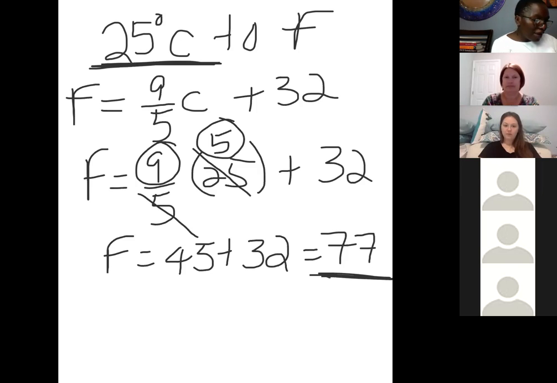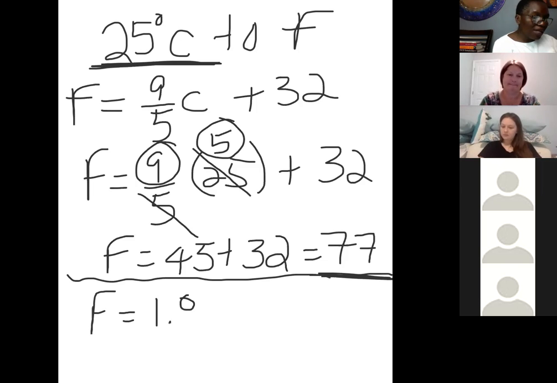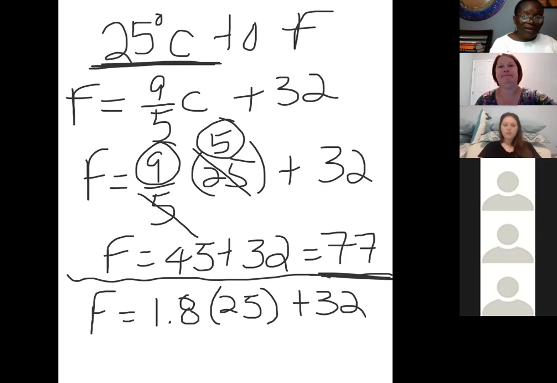All right, so let me go ahead and do this for you instead. Let's use the decimal. For the decimal, remember 9/5 is 1.8. This might be better for you. So you take that 1.8 multiplied by 25 and then add 32. This should be easier. Remember 9/5, if you take 9 and divide by 5, that gives you 1.8.